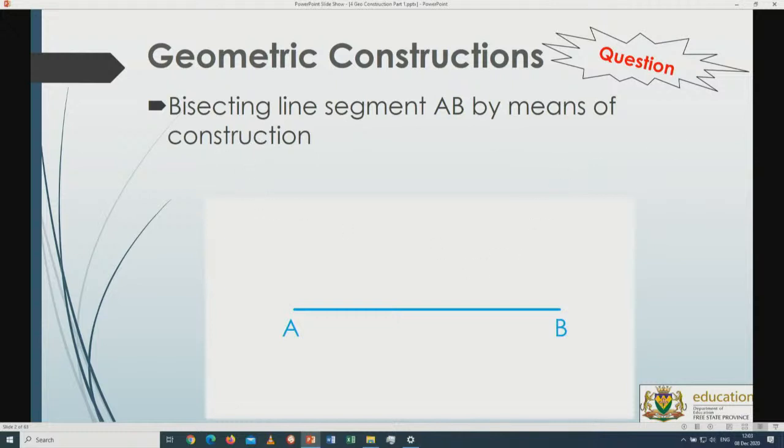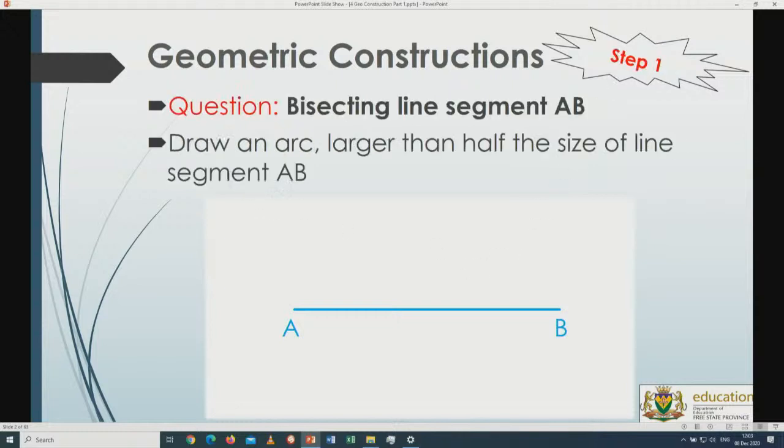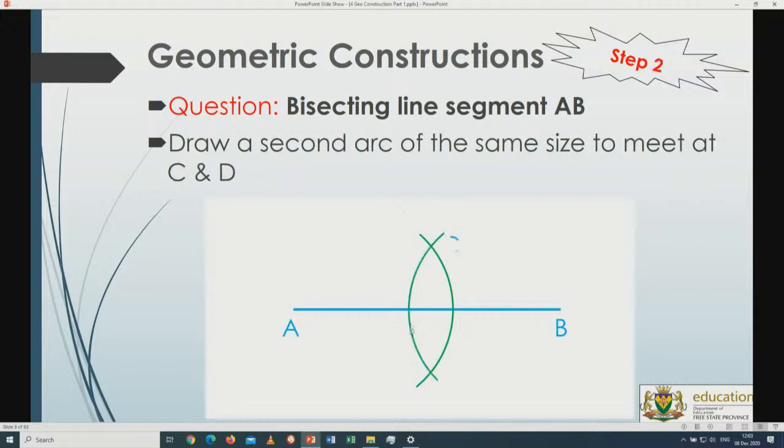Alright, let's quickly have a look at what we will do. Normally we will open up our compass and strike an arc from the end point of this line. From point A, I will strike an arc on this part over here. Now without resetting my compass, keeping it the same size, I will put the needle point at B and strike an arc on the other side. So there we go, and we've created two points, which we can call C and D.